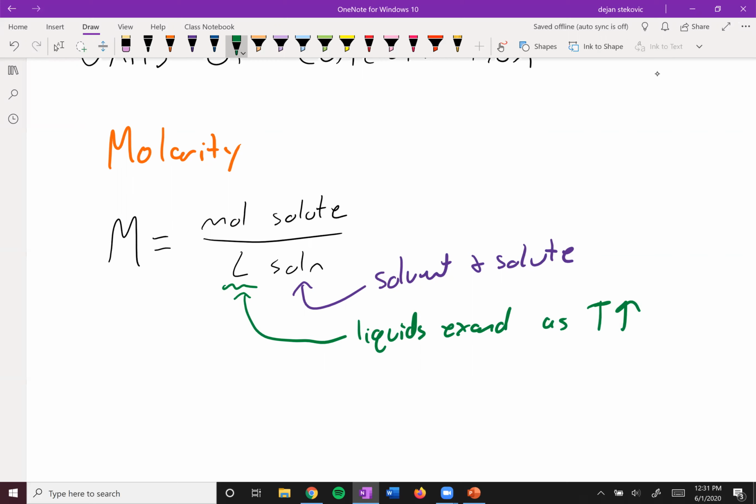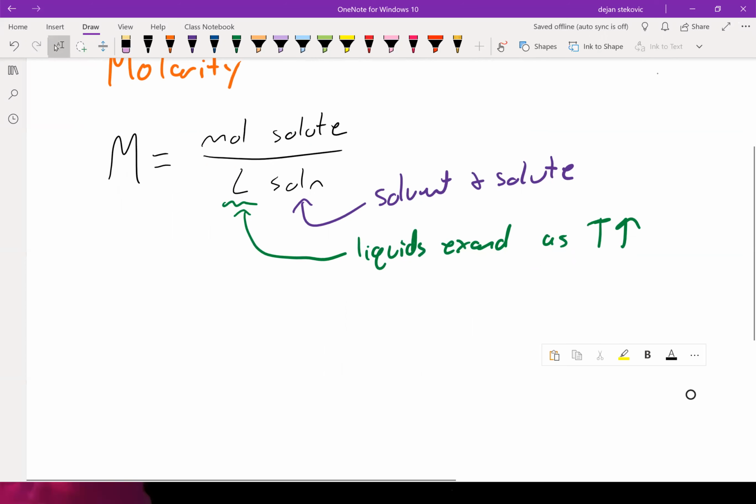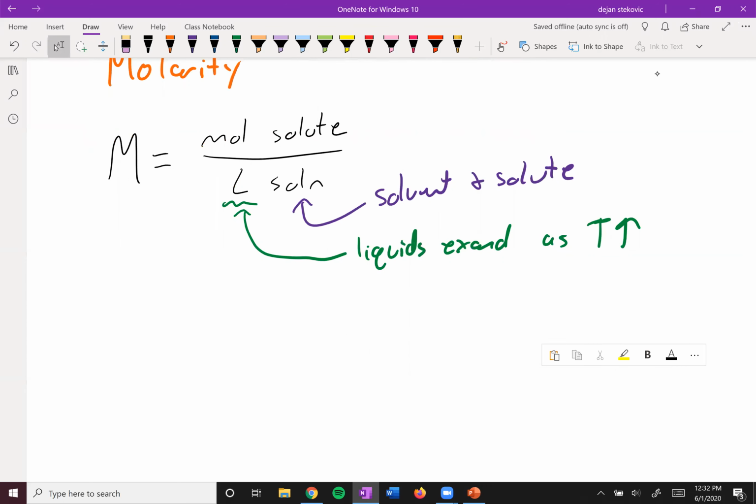And so we want to have different types of units, one that is temperature independent, right? Doesn't matter what temperature you're at, it's going to give you the same unit, or the same number. And that's where the next unit comes from. This is known as molality, right? So we have molarity and molality.